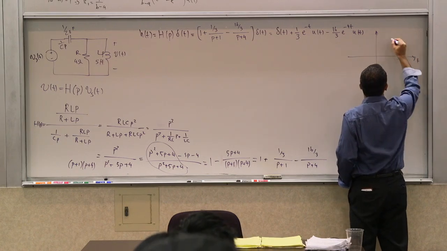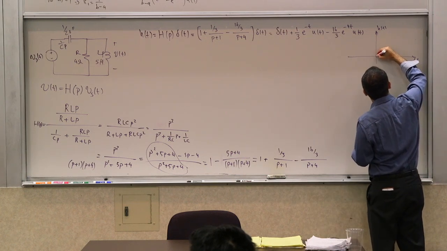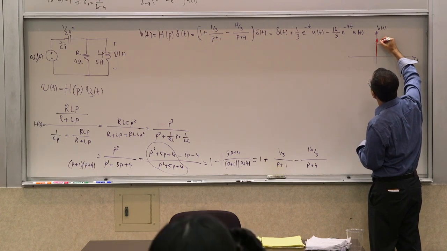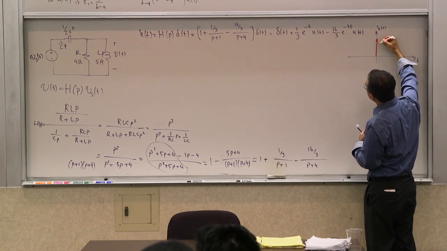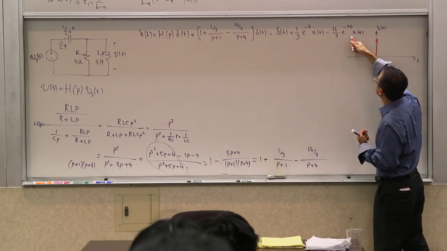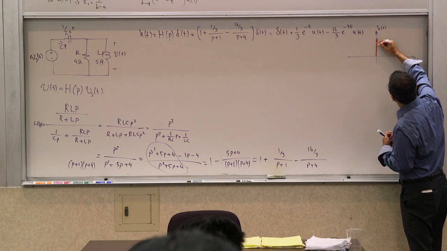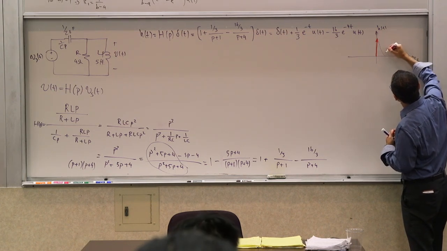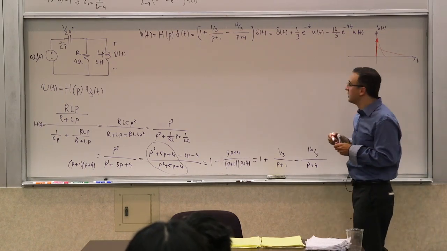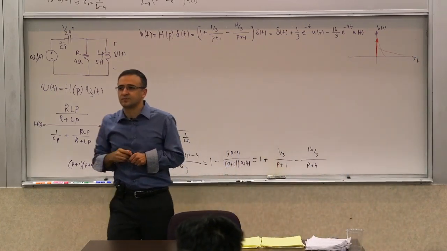versus t, h of t has an impulse, and it also has these two time constants: one with tau equals 1, and one with tau equals 1/4. One has a larger amplitude and is faster, and one is smaller. It's a sum of those two exponentials. So you get an impulse, and then something that decays at some rate, right?